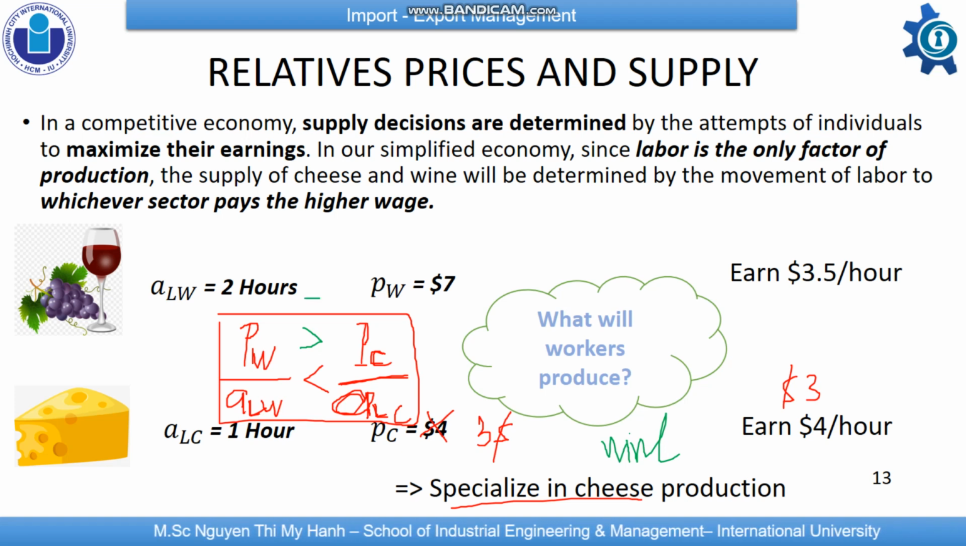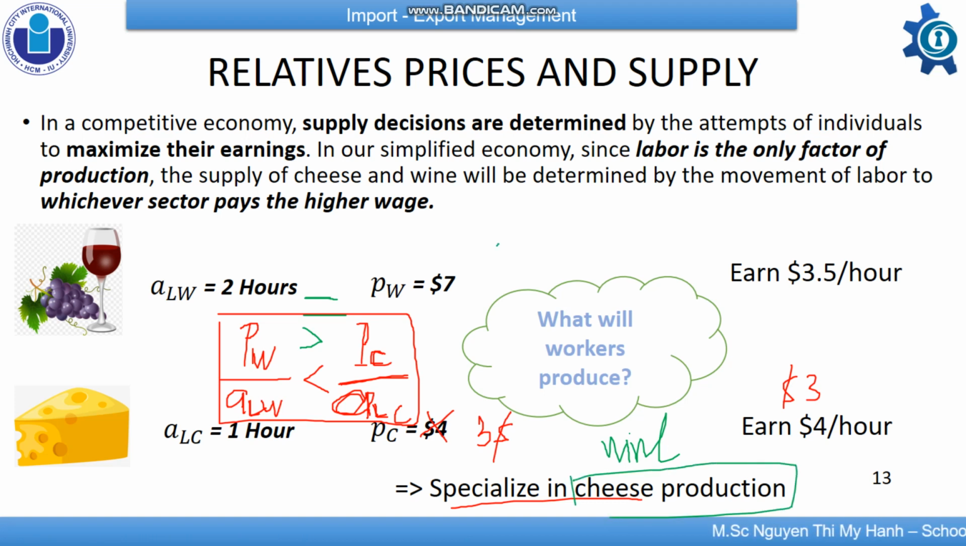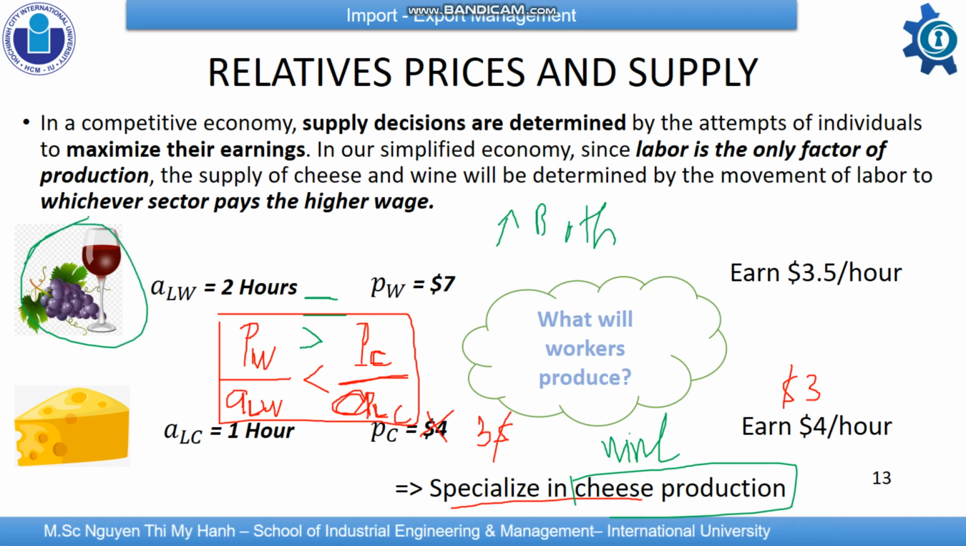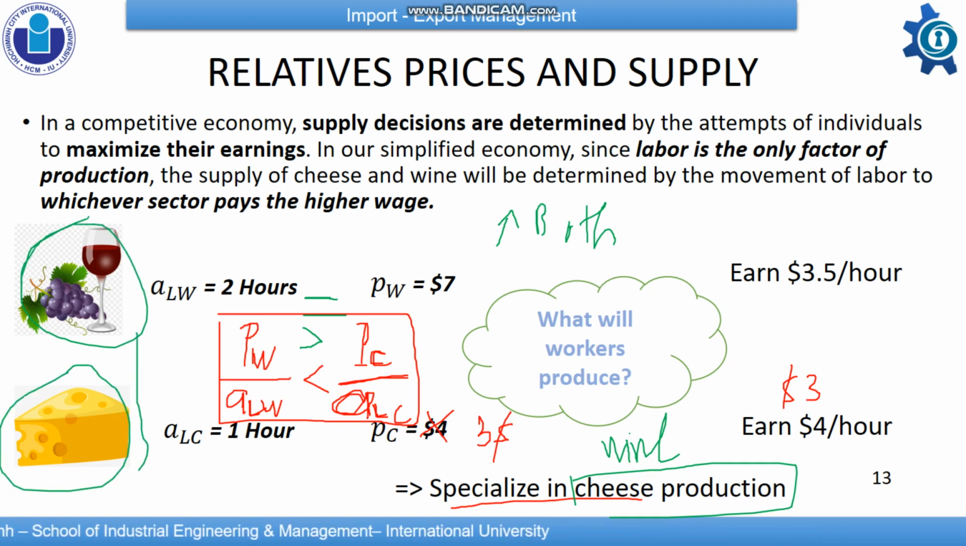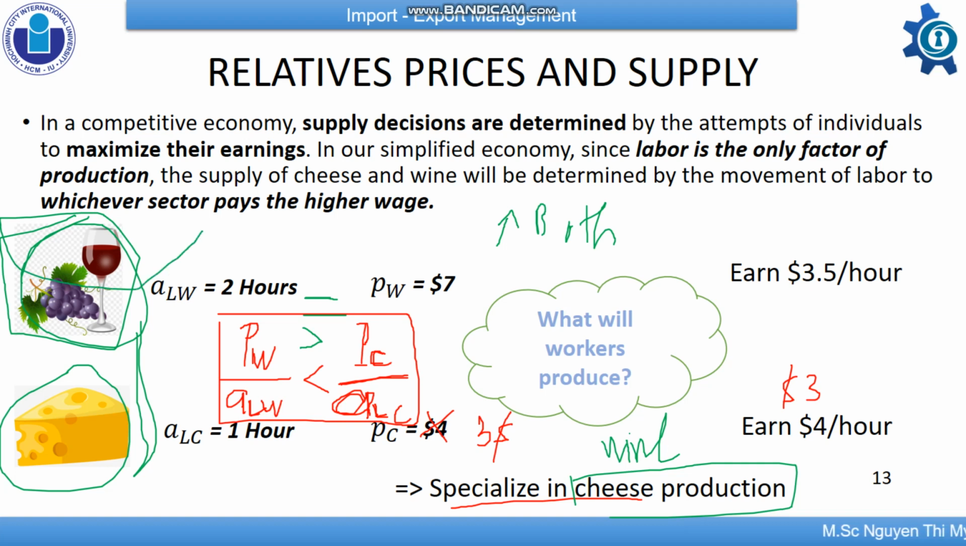How, if it's equal? If it's equal, the economy will not specialize completely in one production. They will produce both cheese and wine. They will produce both products. When they produce both products, we call it incomplete specialization.